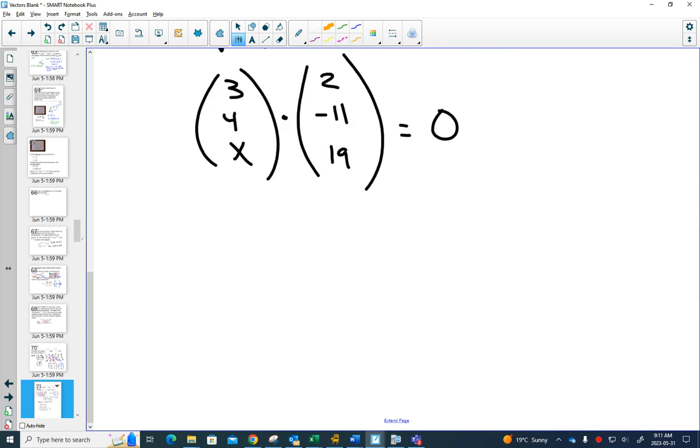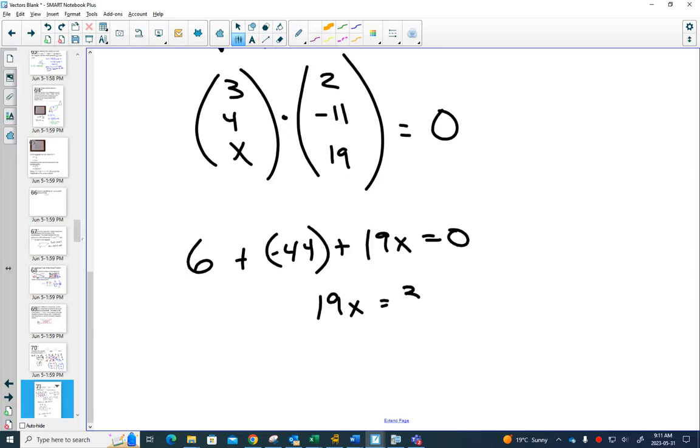Well, how do I do the dot product? I multiply corresponding entries: 6, plus -44, plus 19x equals 0. In a lot of ways, this is even easier, right? But you will probably go the cross product route because the question says cross product in it. But if I solve for this, I'm going to get 19x, move the -38 over to the other side. I get x is equal to 2 that way as well.